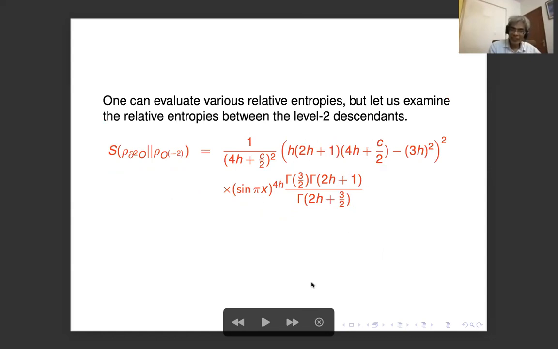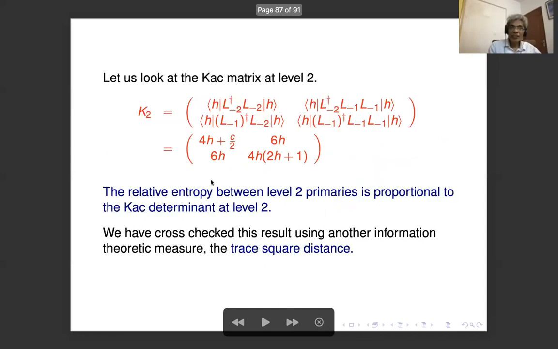So let's look at the Kac determinant at level 2. People in CFT know what the Kac determinant is. It's basically the inner product of all the states at level 2: L minus 2 on the weight primary, L minus 2 with a cross, L minus 1 squared, and the daggers, L minus 1 dagger squared, L minus 2. This turns out to be this.